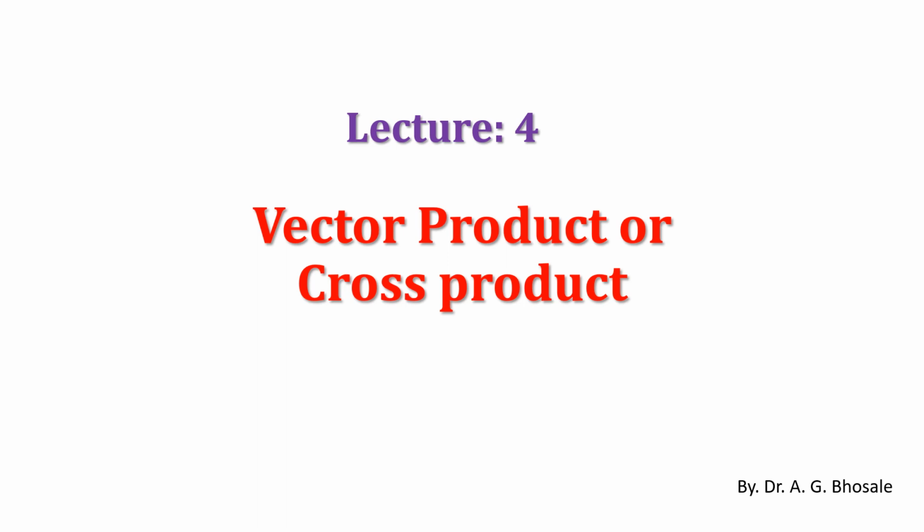Our today's topic is vector product or cross product. Here we discuss the vector product or cross product of two vectors. Consider two vectors A and B inclined at an angle theta. Then it gives a third vector C.